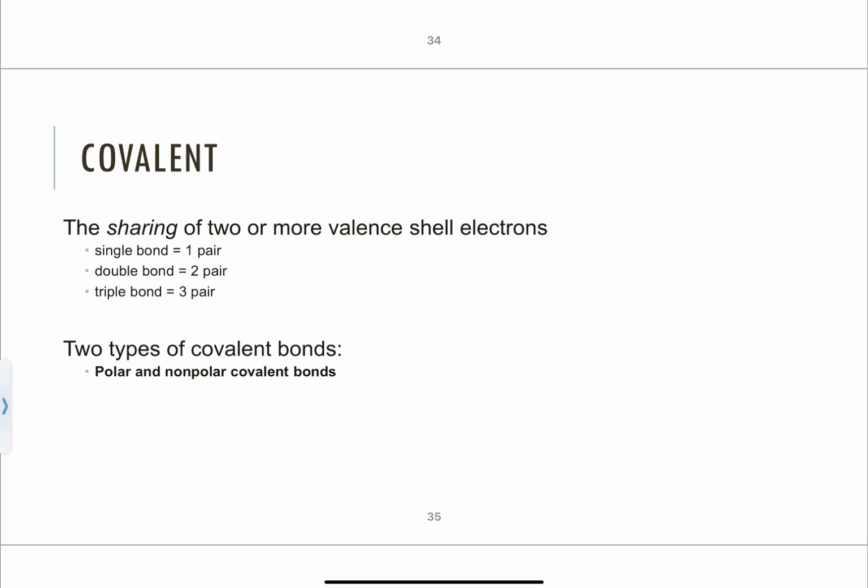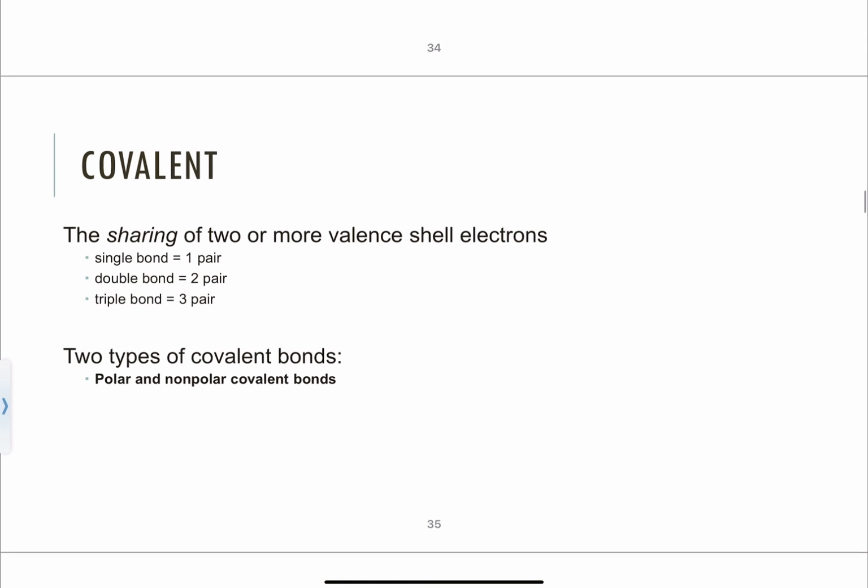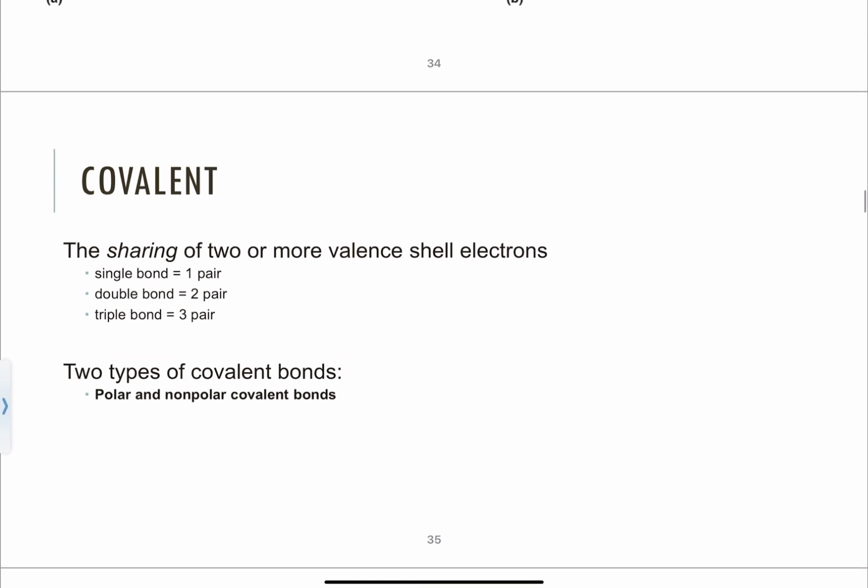I mentioned previously that there's 2 types of covalent bonds. You have polar covalent and non-polar covalent. Let's move on. Well, I'll remind you here. Polar covalent bonds are where the electrons are not shared equally, and non-polar covalent bonds are where they are shared equally.